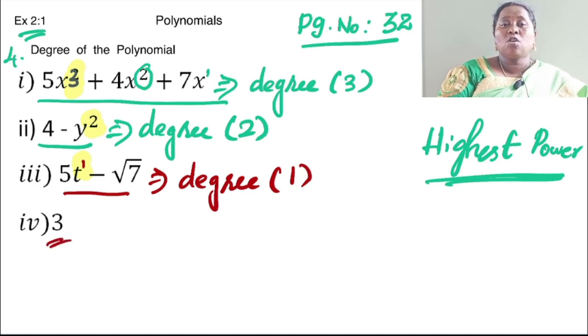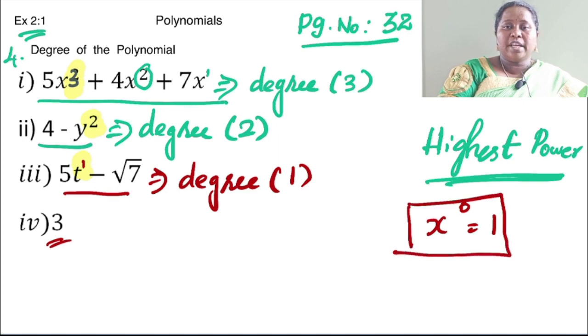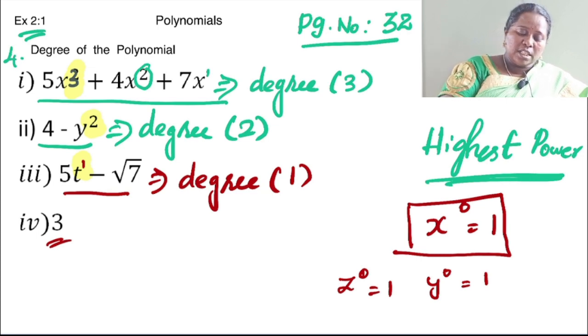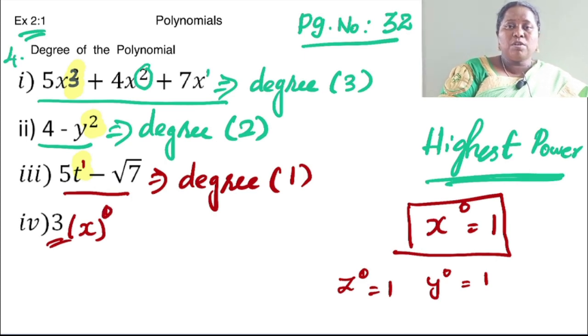In the fourth sum, we have the constant term, the number 3. We already know that x power 0 is equal to 1. Not only x, if you take the variable y, y power 0 is also 1, and z power 0 is also 1. Whatever the variable may be, it to the power 0 is equal to 1. Here, near the constant term, the variable x has the power 0. x power 0 is 1, so 3 into 1 is equal to 3. This is called the constant term.